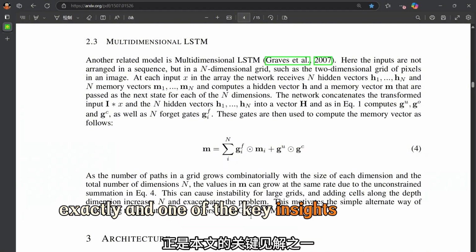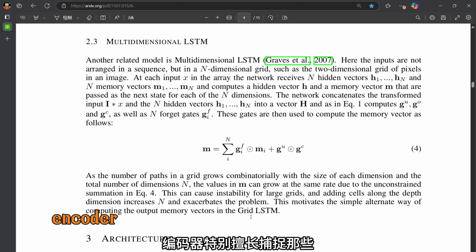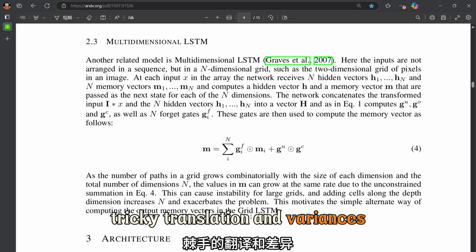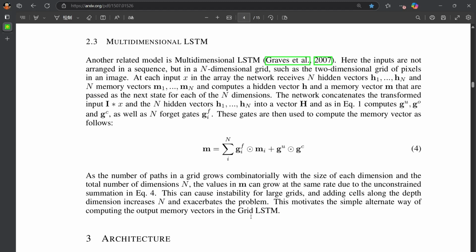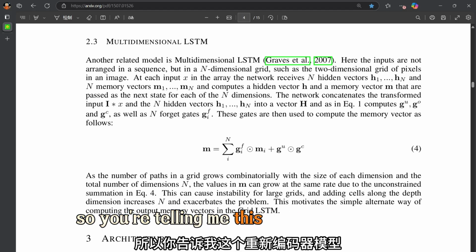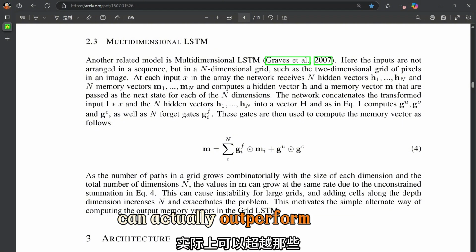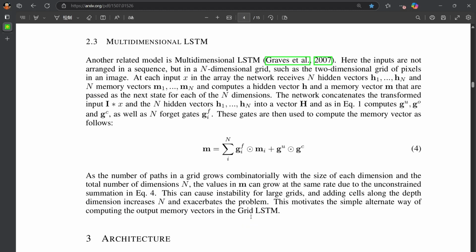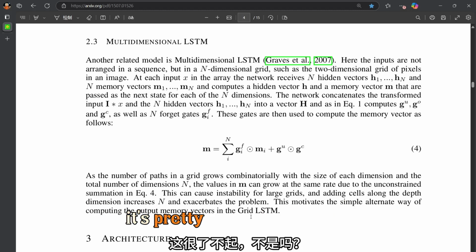Exactly. And one of the key insights from this paper is that the reencoder is particularly good at capturing those tricky translation invariances related to position and scale. You know, how word order can be completely different in different languages. So you're telling me this reencoder model can actually outperform those phrase-based systems, the ones that have been the gold standard for so long. How is that even possible? It's pretty remarkable, isn't it?